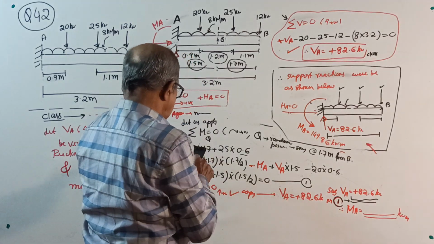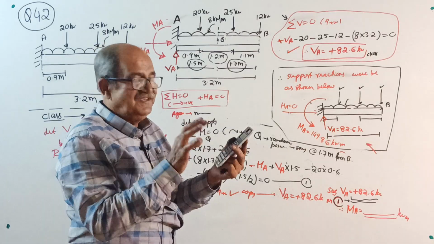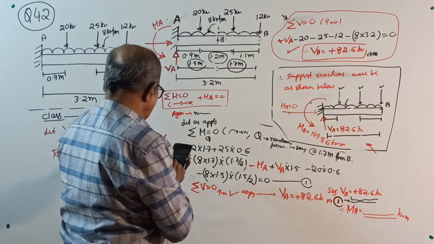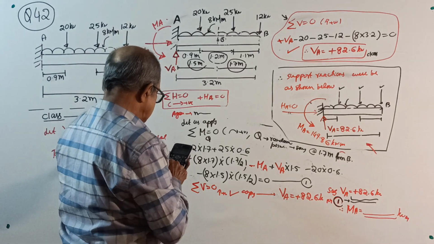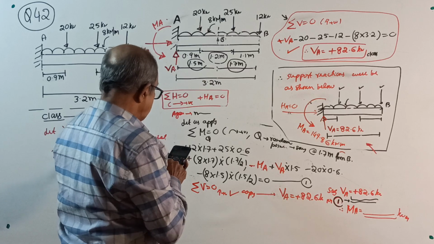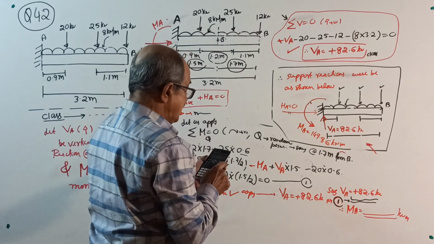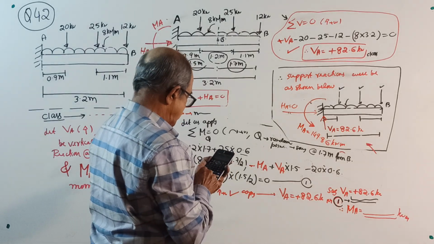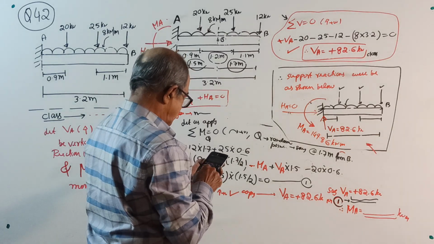Okay, let me do it. Honestly I am doing it. 12 into 1.7 plus 25 into 0.6 plus 8 into 1.7 by 2. Then minus MA, leave it now, plus VA 82.6 into 1.5 minus 20 into 0.6 minus 8 into 1.5 into 1.5 by 2.